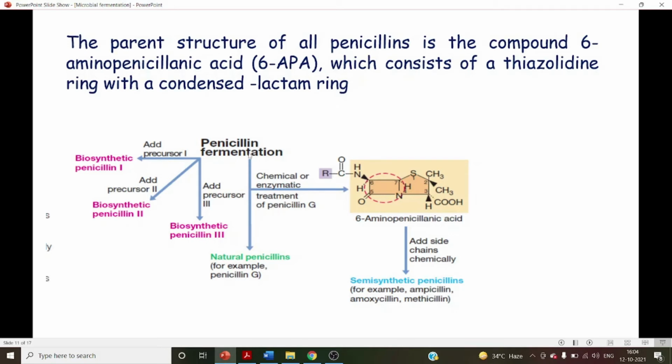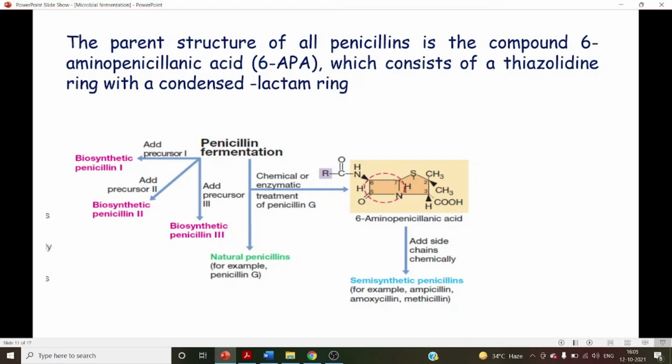Once the natural penicillin is produced, if it is treated chemically or enzymatically, then semi-synthetic penicillins are produced. What happens for the production of semi-synthetic penicillins? The natural penicillin G is treated to give this 6-aminopenicillanic acid, to which different kinds of side chains are then added chemically. So different semi-synthetic penicillins are produced: ampicillin, amoxicillin, methicillin. These are different kinds of semi-synthetic penicillins which are very commonly used.